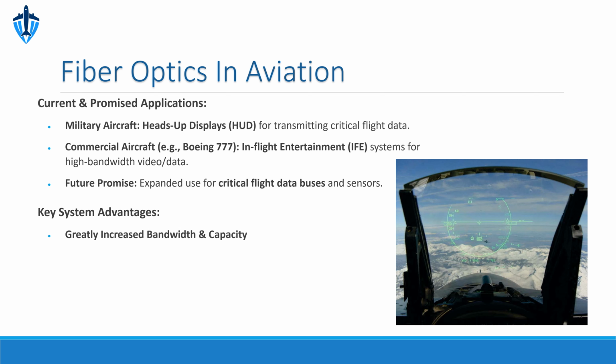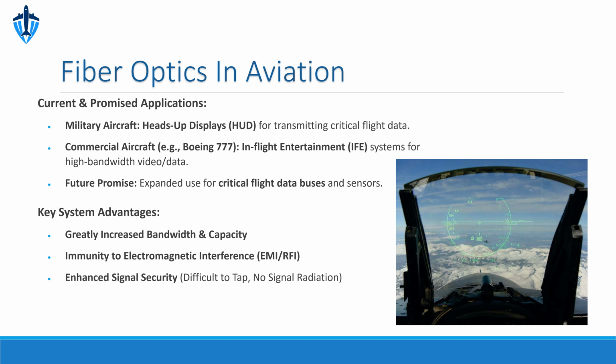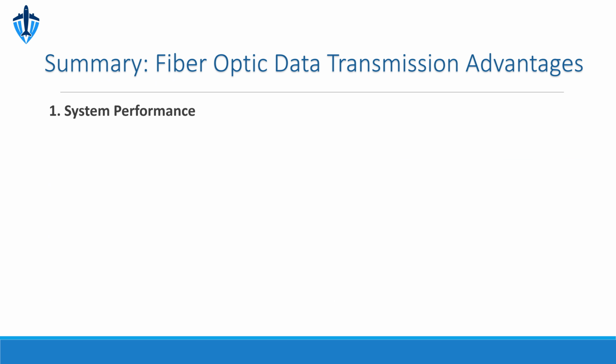Massive bandwidth in a lightweight cable, complete immunity to the intense electromagnetic noise in an aircraft, enhanced security as signals don't leak out, and inherent electrical safety with no risk of sparks or short circuits. In system performance, fibers offer lower signal loss over distance, resulting in fewer data errors. Unlike electrical cables, light in adjacent fibers doesn't interact, so there's no crosstalk.